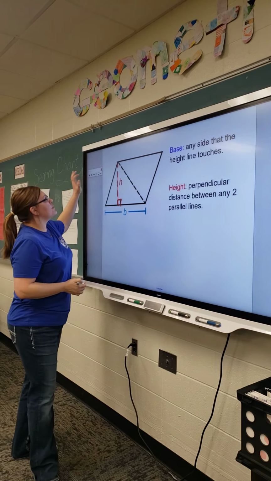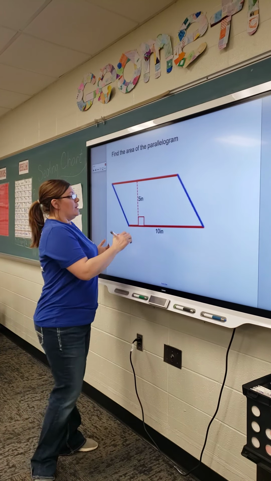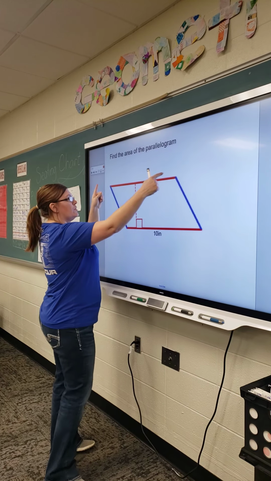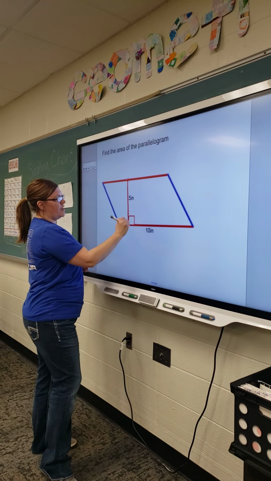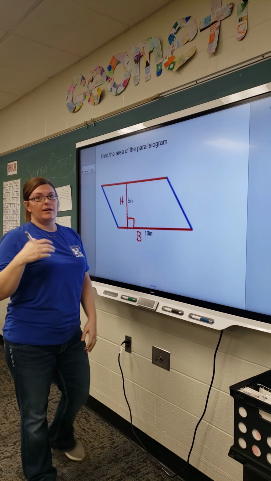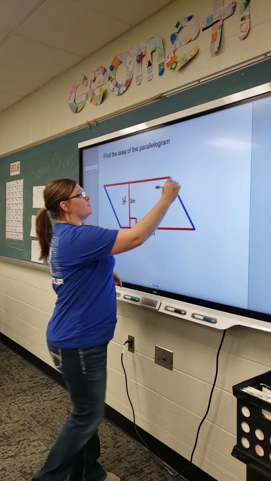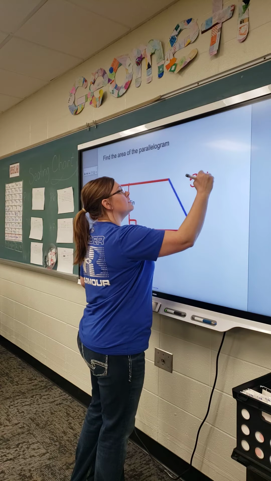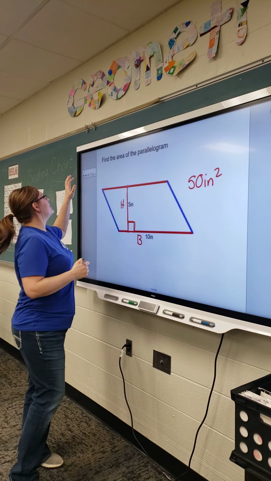Let's look at some examples. All right, this one's easy. I only give you 2 numbers. Our bases are gonna be these 2 or these 2, but we look at this line comes in at a 90-degree angle, which means this is our height and this is our base. Well, our area, the formula for area is base times height, so 10 times 5 gives you 50 inches squared for your area, right? This isn't hard, you got this.